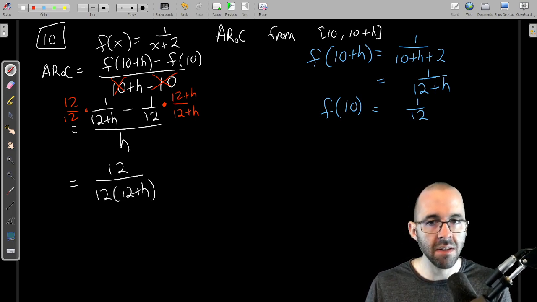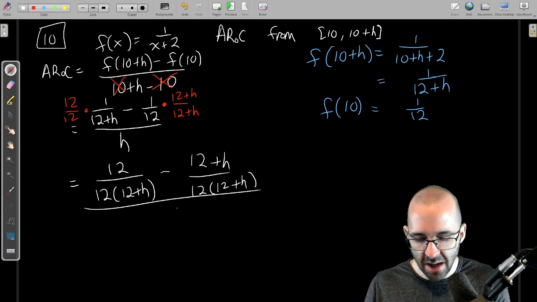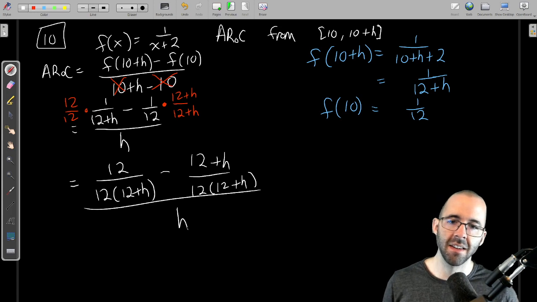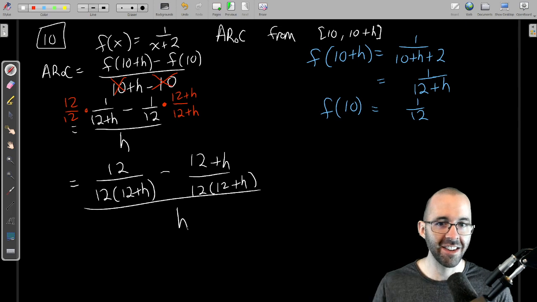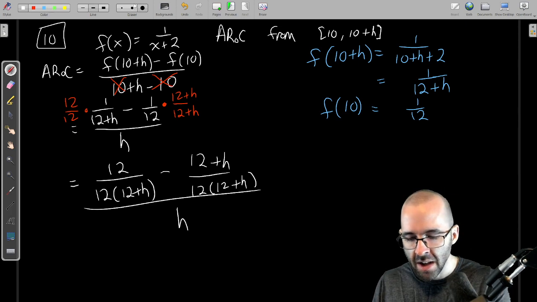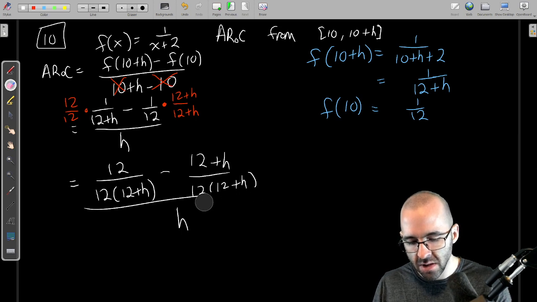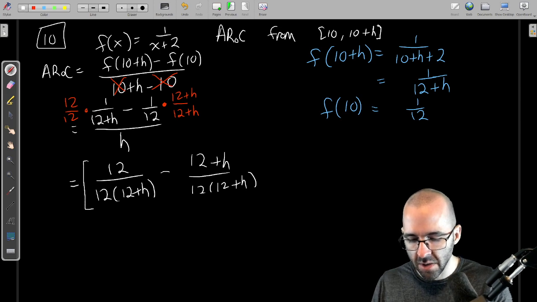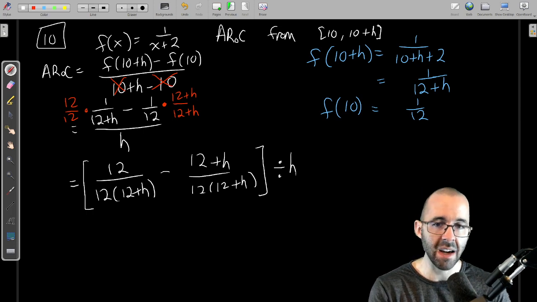We can leave it factored. Minus 12 plus h divided by 12 times 12 plus h. And now they have the exact same denominator. So now we can subtract their numerators. This is good. We're making good progress. I'm going to clean things up, by the way. Everything is getting divided by h. So notice I can do this. Everything is being divided by h. This just makes it a little nicer to write.